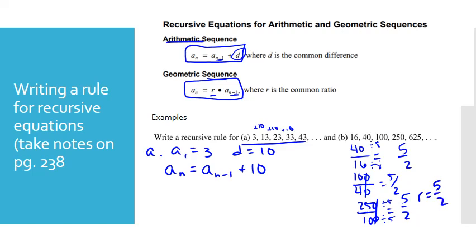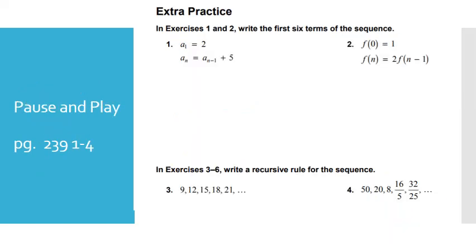So that formula, if you go with this one right here, a sub n is going to be the ratio times a sub n minus 1. And that again will work for any n. So now is where I want you to pause and play. Pause the video, get your answers, and then come back and look at the work when you're ready. So go ahead and pause now.